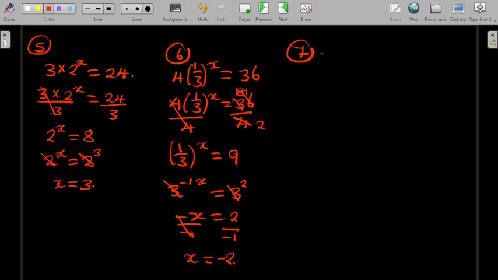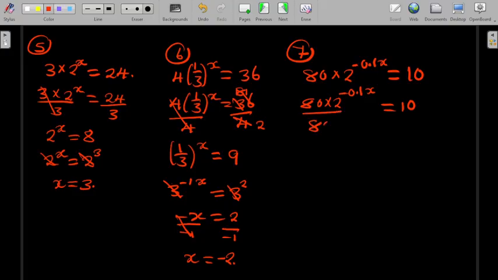Then question number 7, we have 80 times 2 to the power negative 0.1x, which is equal to 10. So this is what we have. For us to solve for x, like I said, first we'll divide throughout by 80. So 80 times 2 to the power negative 0.1x is equal to 10. We divide by 80, then we have 2 to the power negative 0.1x.